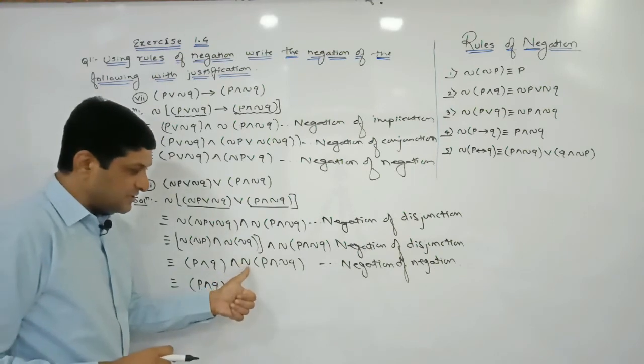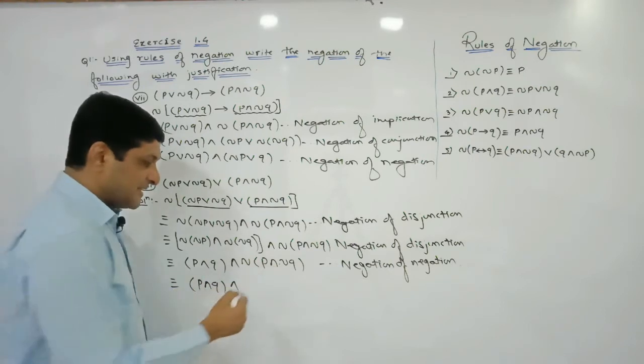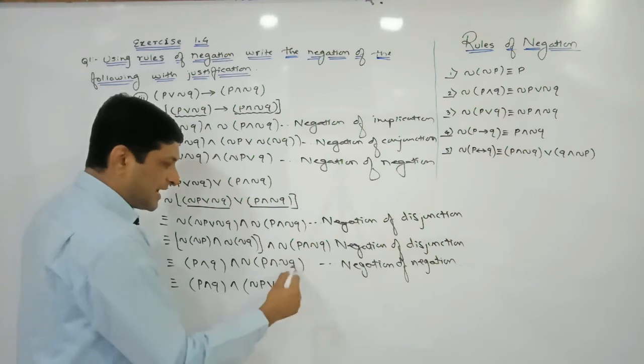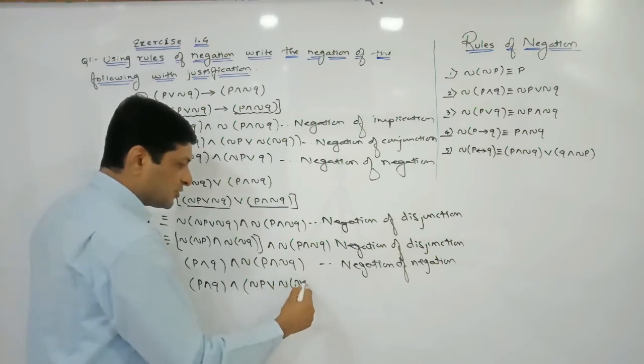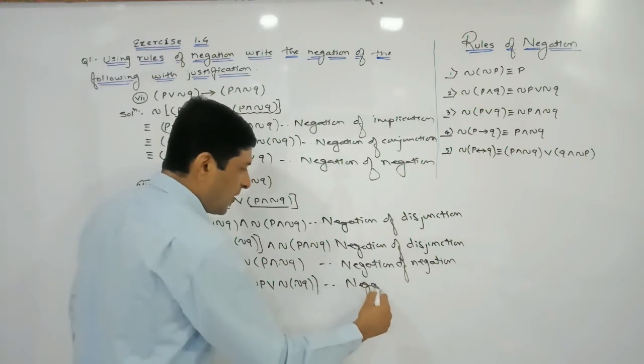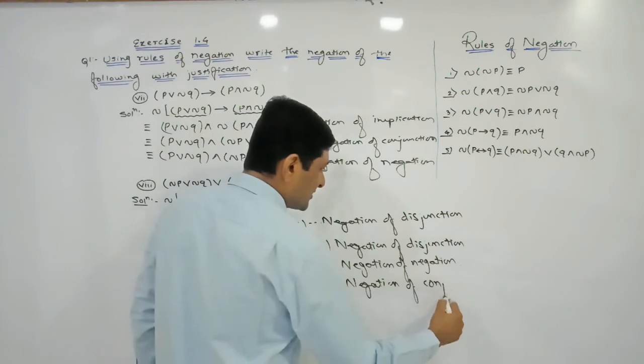Now we are applying this negation on this bracket. Here two parts are connected by and. In this case, replace first letter by its negation and by what? Or, and replace second letter also by its negation. So here we are applying negation on and means what? We are finding negation of conjunction.